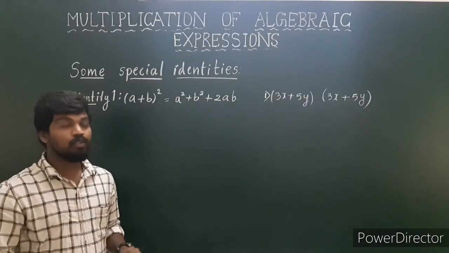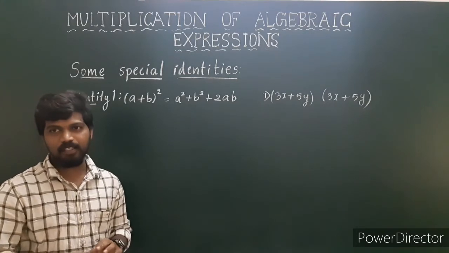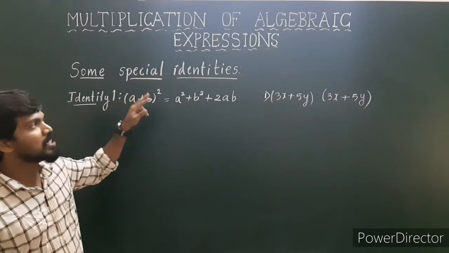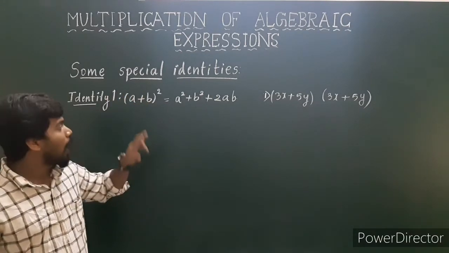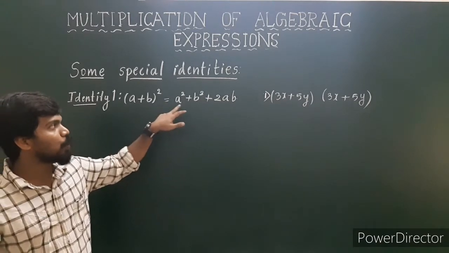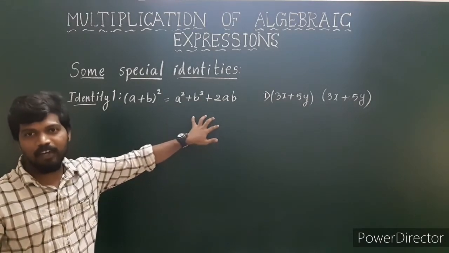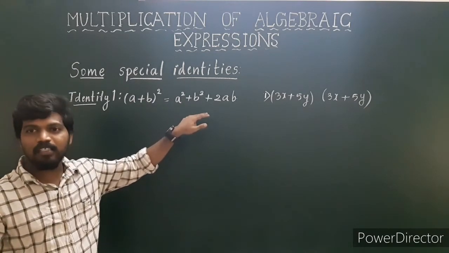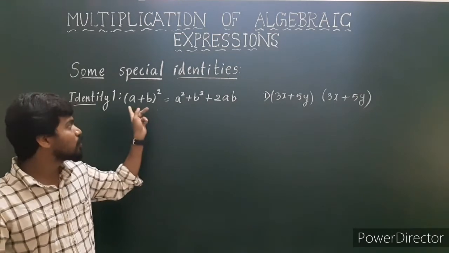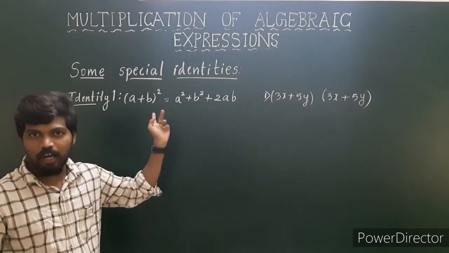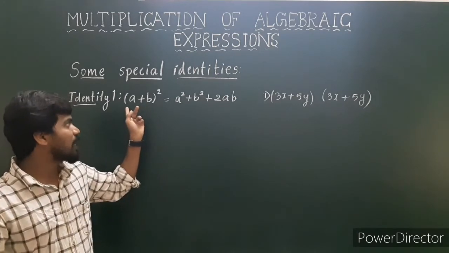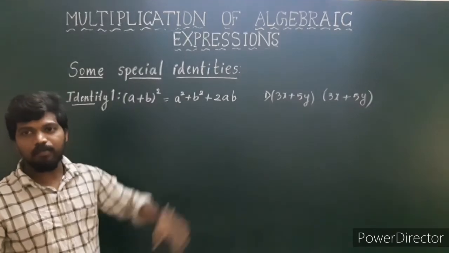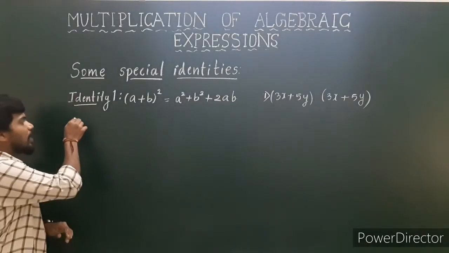In the last class, you saw the multiplication of algebraic expressions. Now you can also do multiplication of algebraic expressions using special identities. In that, the first one: a plus b whole square equals a square plus b square plus 2ab. You have the identity a plus b whole square is equal to a square plus b square plus 2ab. Now you prove that. So we have to write the proof for a plus b whole square equal to a square plus b square plus 2ab. So first I take LHS.